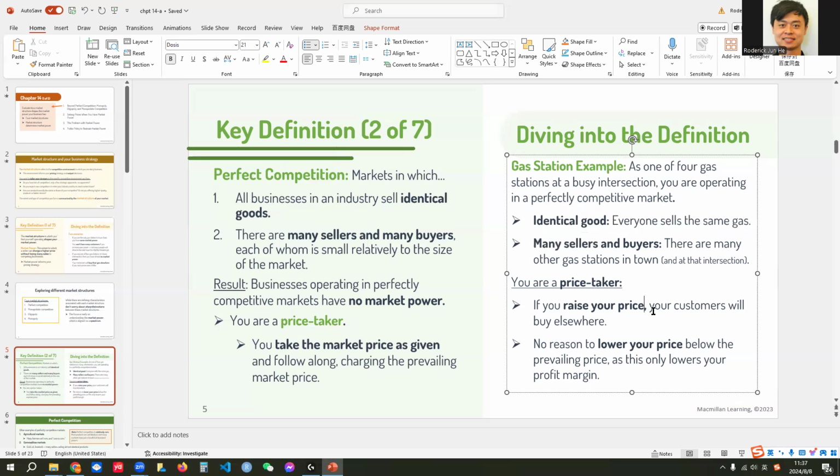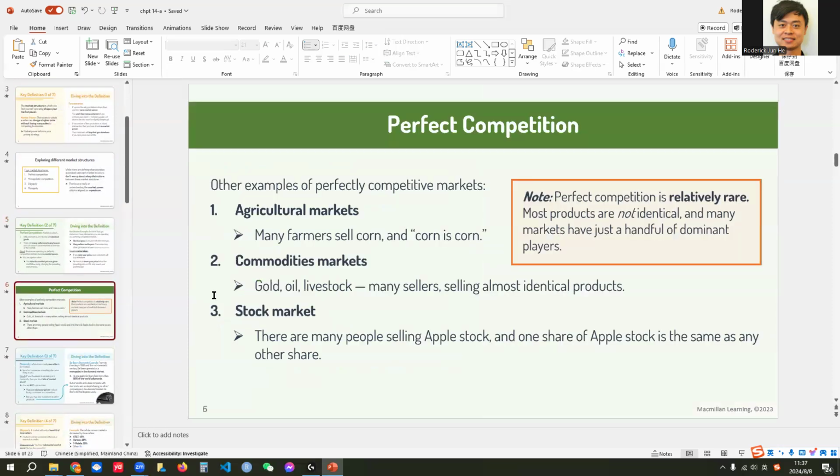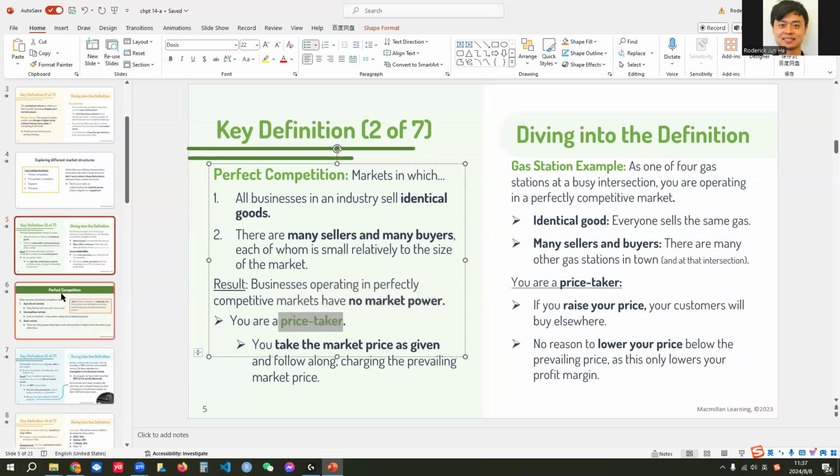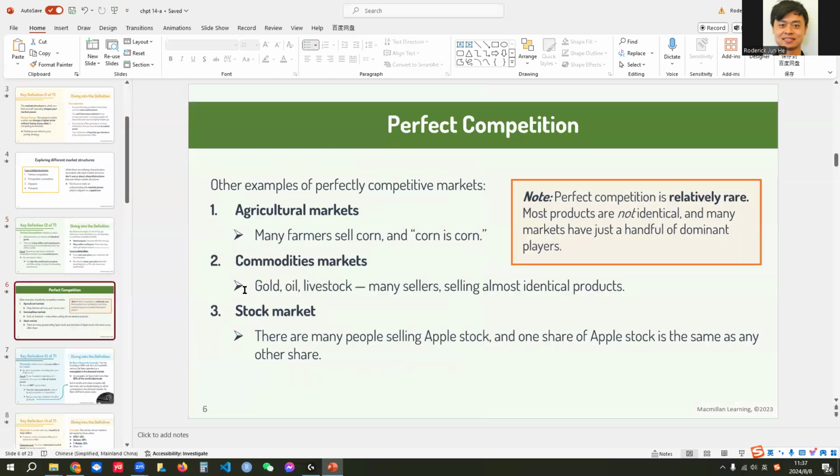And there is no reason to lower your price, and that will first lower your profit margin, and second, probably arouse the concern, right? Since you're all the way the same, then consumers may think, is there a problem with your gas? So you want to voluntarily lower your price or whatever, right? So anyways, here you're taking the price as it is. And we're gonna talk about this later as well when we are looking at the graph.